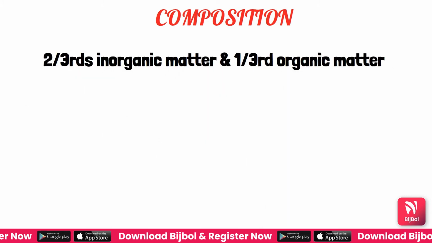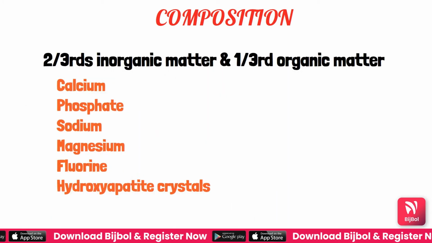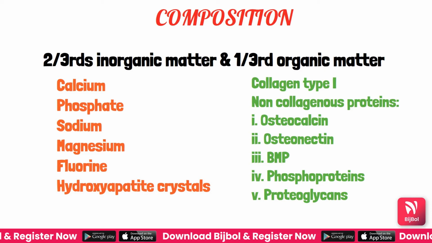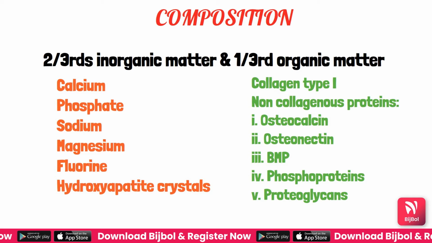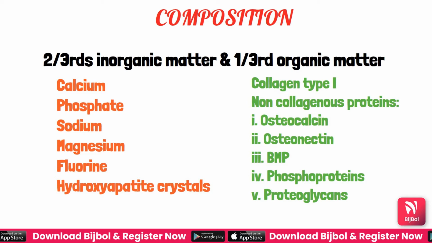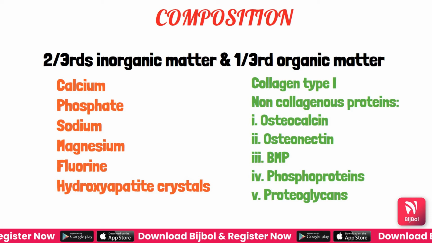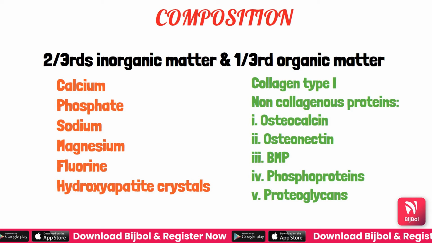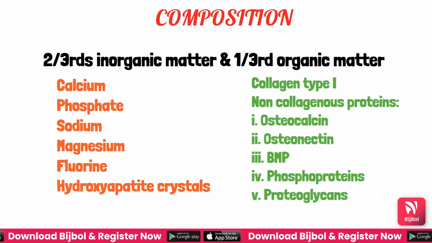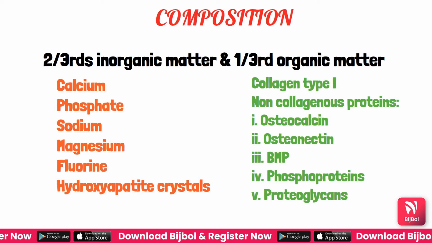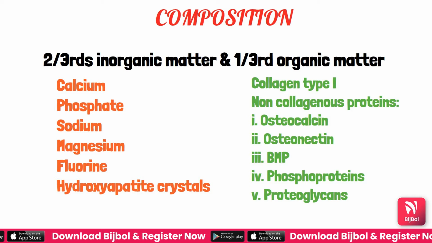Next, we will see the composition of the alveolar bone. It is two-thirds inorganic matter, whereas one-third is organic matter. The inorganic matter includes calcium, phosphate, sodium, magnesium, fluorine and hydroxyapatite crystals, whereas the organic matrix is made up of 90% type 1 collagen, and there are also non-collagenous proteins which include osteocalcin, osteonectin, bone morphogenic proteins, that is BMP, phosphoproteins and proteoglycans.